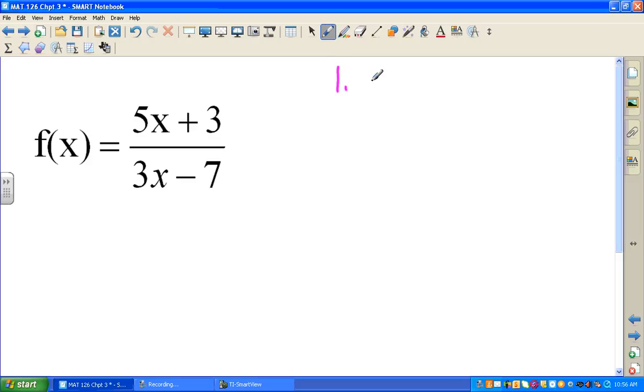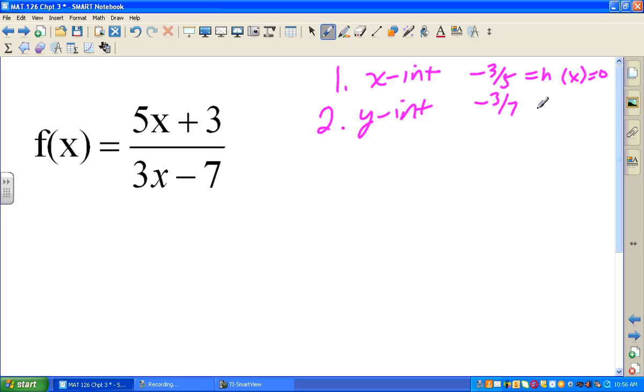All right, C, what's the x-intercept? Yep, negative 3/5. That's what makes the numerator n of x equal 0. Number 2, the y-intercept. Yep, negative 3/7. I set x equal to 0. Number 3, horizontal or oblique asymptote.